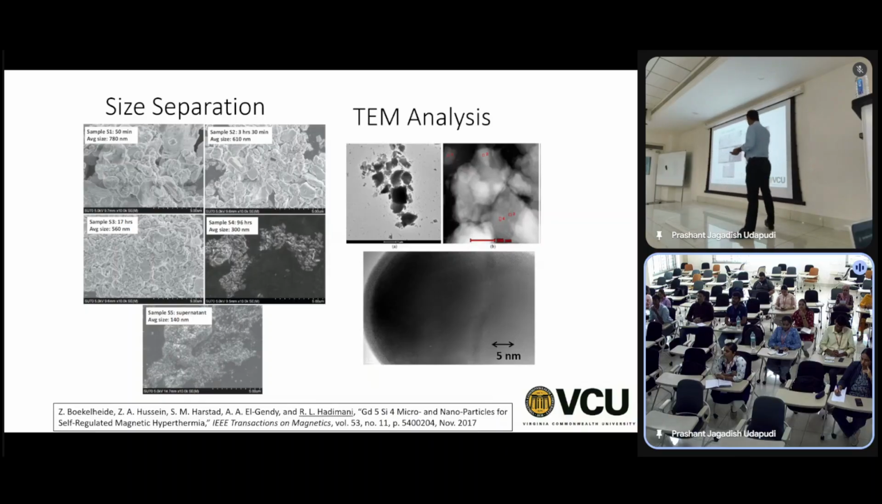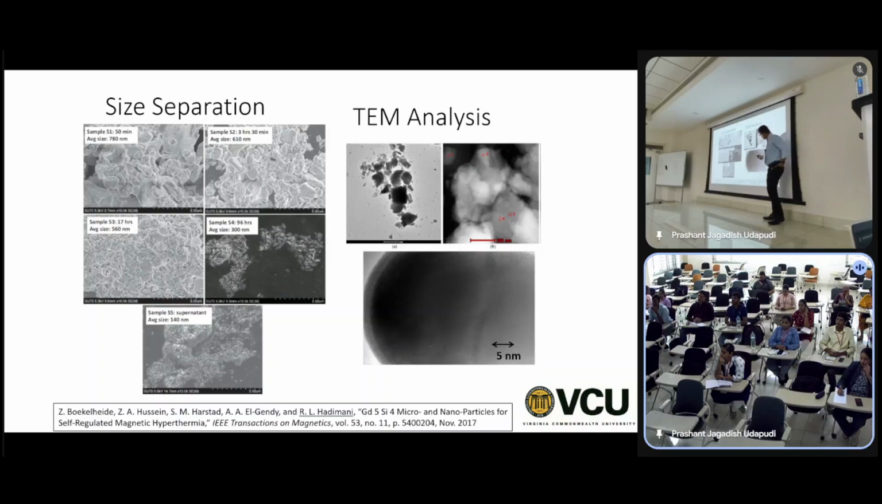Okay, so when we imaged them in scanning electron microscope, we confirmed that we have size separation. And this is TEM images. So here you can see this is a particle, and you see this is amorphous, this is crystalline, right? These are signatures of crystalline material. These are basically your atomic stacks.